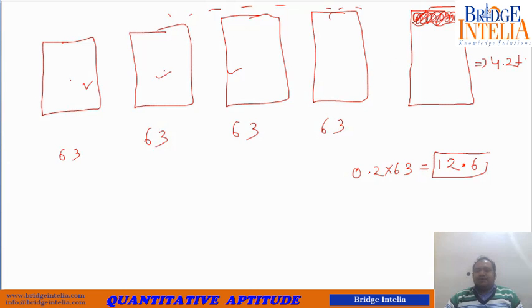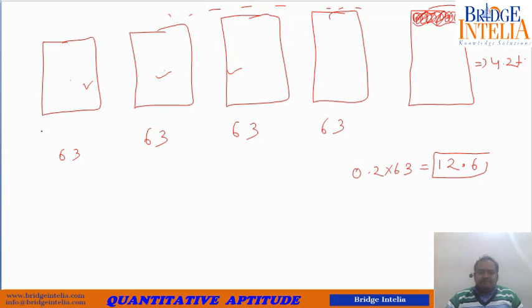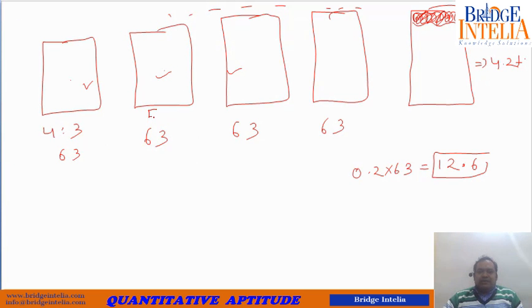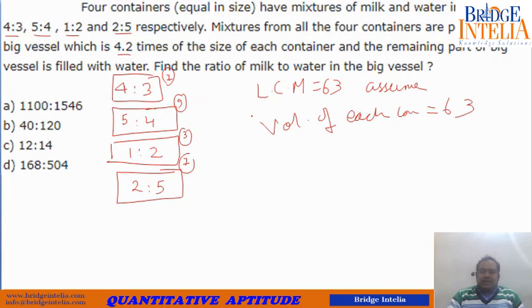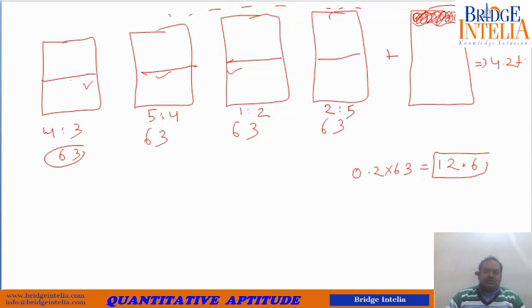Now let us see the ratio. The ratios were 4:3, 5:4, 1:2 and 2:5. Let's divide the components in the given ratio first, and then we will add them. So 63 in this ratio: 4 plus 3 is 7.